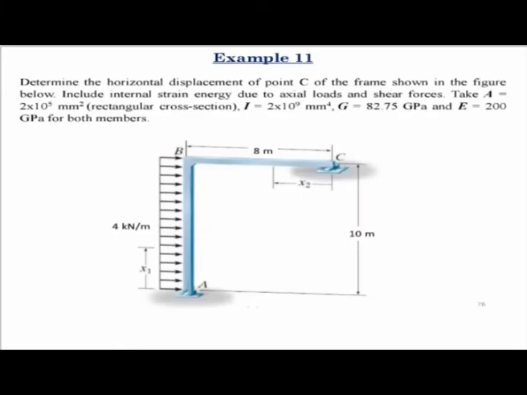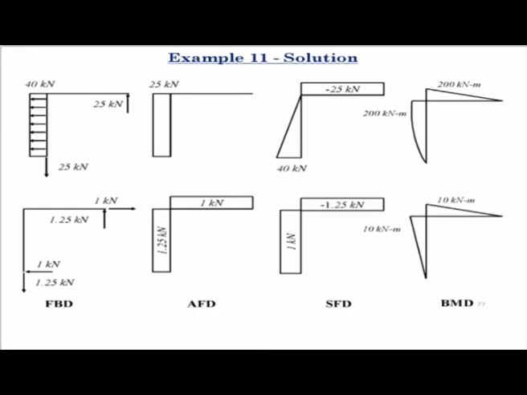Okay, so this is number 11 where we calculated the horizontal deflection of this joint C due to this applied load. Here we are considering bending deformation as well as shear deformation and axial deformation. Since we have to calculate the horizontal displacement of joint C, we are applying a virtual load of 1 kilonewton at that joint. We are drawing the axial force diagram, shear force diagram and bending moment diagram. Also we are drawing the axial force diagram, shear force diagram and bending moment diagram due to the applied loads.